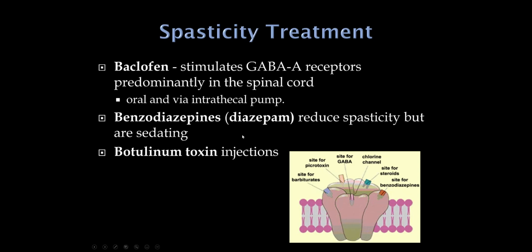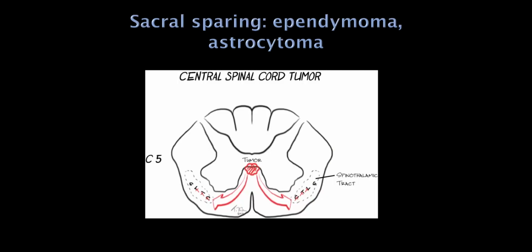And if there's more of a focal spasticity, like some muscles that are just really overcontracted, then we can do focal botulinum toxin injections to relieve the increased tone.